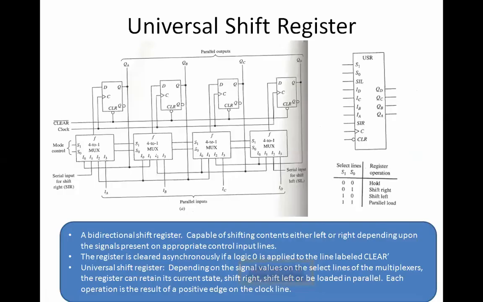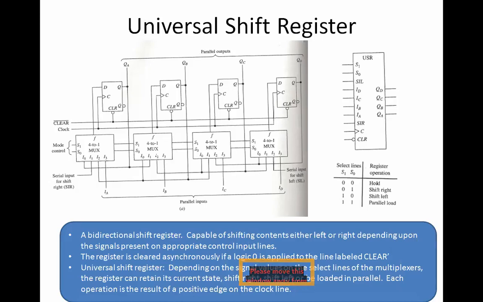So the next one is your universal shift register. This is called universal shift register because it can shift right, it can shift left, or it can parallel load the values. So we call it your universal shift register.